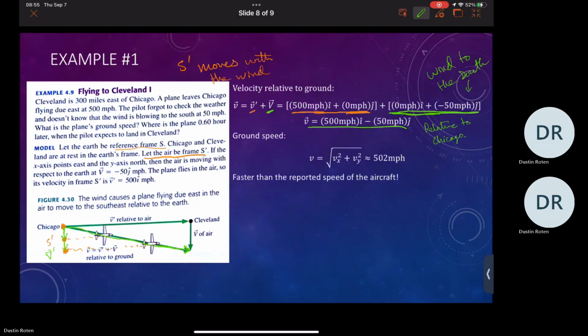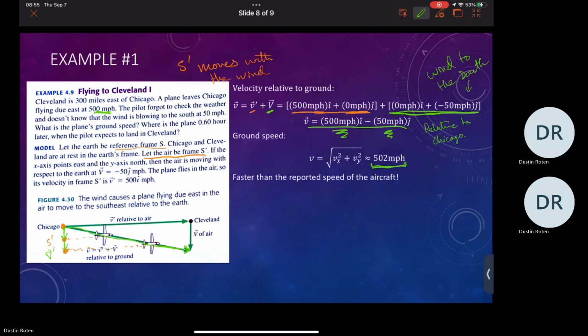Now we can actually calculate the speed and not just the velocity of this, and that's just adding the components in quadrature. So we're going to add the 500 squared plus the 50 squared, and that's going to take this velocity and turn it into a speed for us. What's really interesting is the people on the ground would say, oh, this plane is traveling at 502 miles per hour. But if you remember from the problem, the plane thinks it's flying at 500 miles per hour exactly. So what's going on is it's getting a little bit of a boost from this wind.